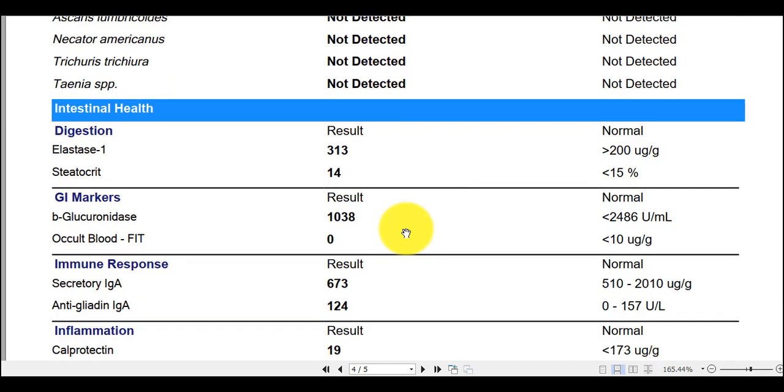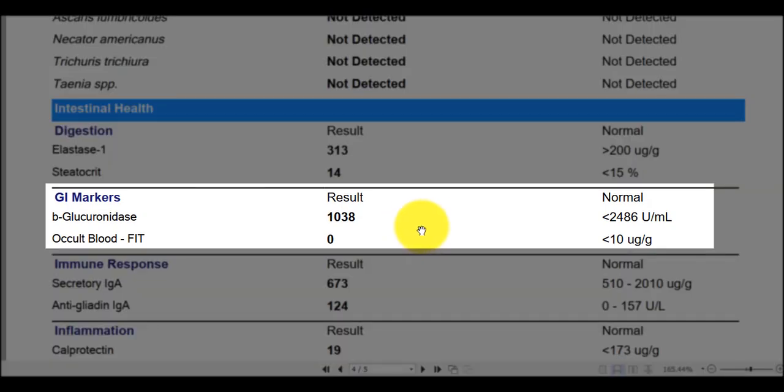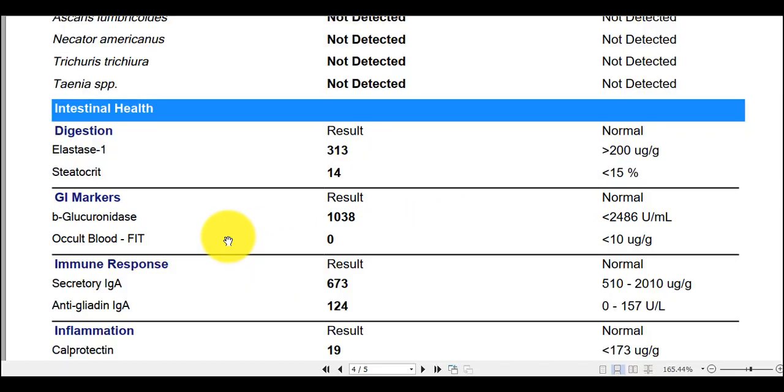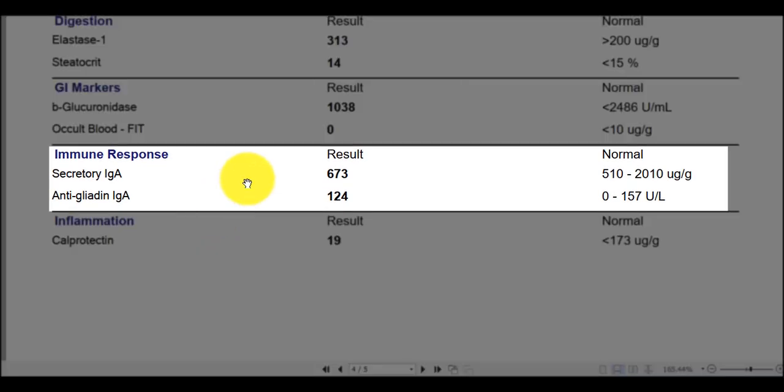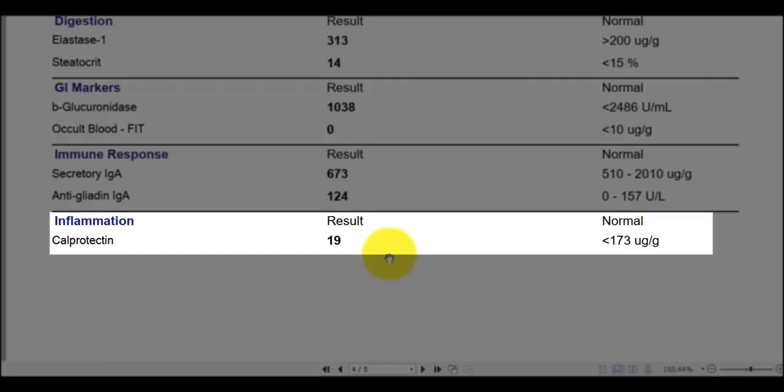Under GI markers, we see that beta-glucuronidase is within the lab reference range and there was no occult blood detected, which is great news. And then under immune response, we see that secretory IgA is within the lab reference range, as is the anti-gliadin antibodies. And then under inflammation, you can see calprotectin, which is looking pretty good at 19 micrograms per gram.